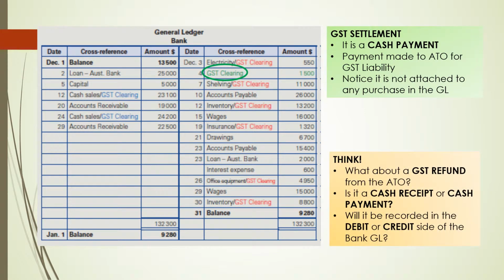I would like you to think about GST refund from the ATO. Would it be recorded as a cash receipt or cash payment? And will it be recorded in the debit or credit side of the bank's general ledger? You may have answered correctly, and the answer would be to record the GST refund in the debit side of the bank's general ledger because it would be a cash received from the ATO.